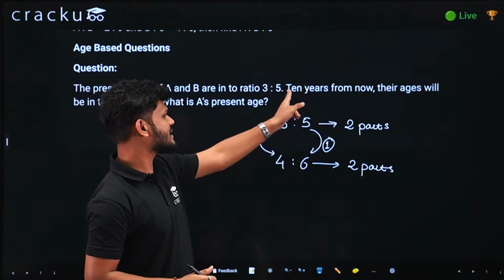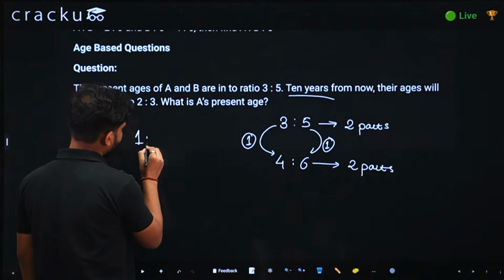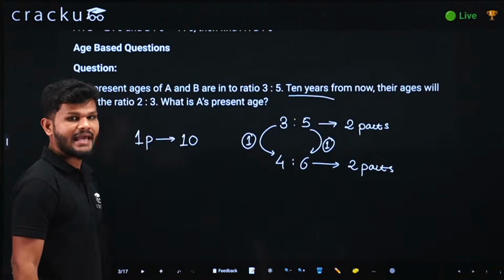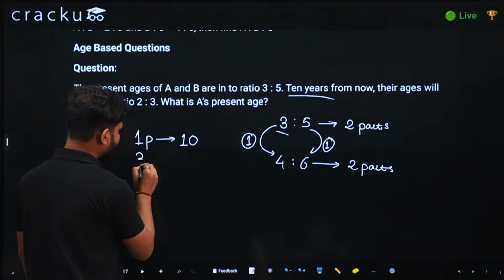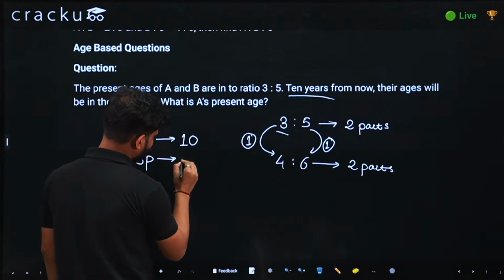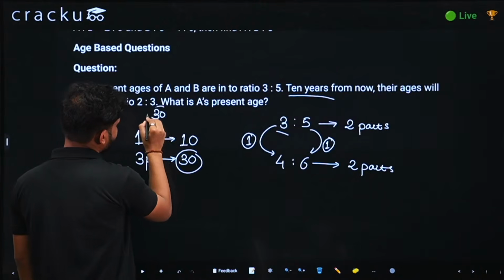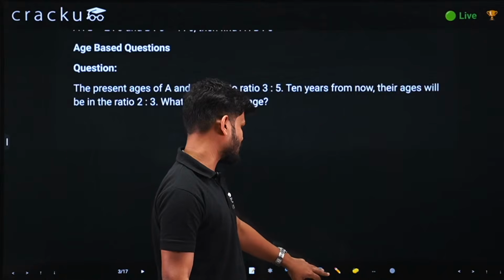This 1 part is equal to an increase of 10 years. So I can say 1 part is an increase of 10 years. And what is the age of A? It is 3 parts. So if 1 part is 10, 3 parts will be 30. So the age of A is 30 here. So just by using this normal concept also, you can find out the solution for this question.